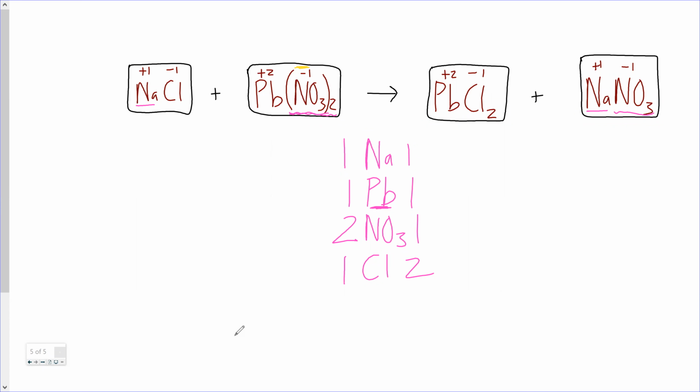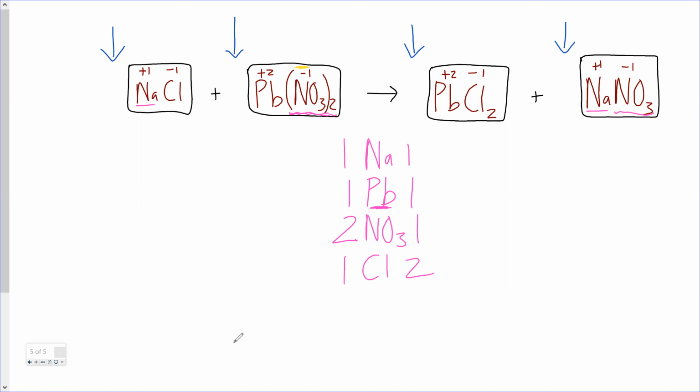Now, remember, at this point, we cannot change anything inside the box. The only thing we can do now is add big numbers that are called coefficients in front of any of these. We can put a big number anywhere in front of these, but that's all we can do, okay?